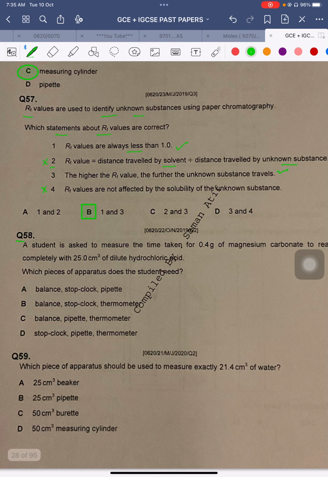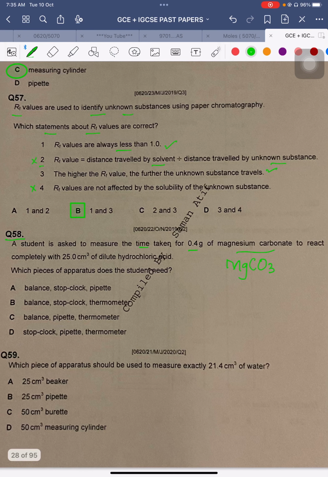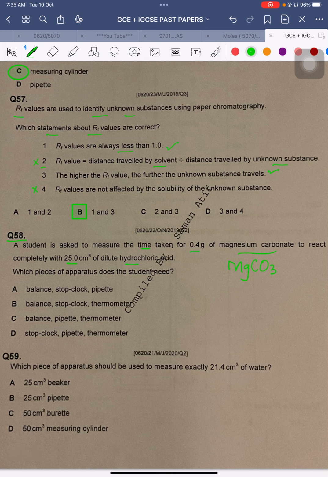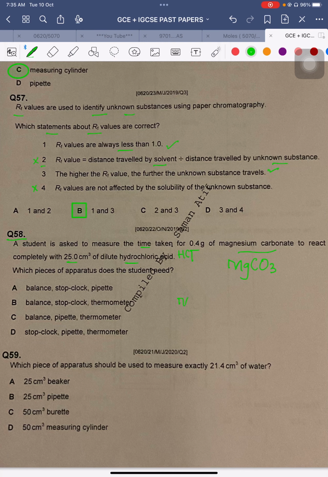Now I am on question number 58. A student is asked to measure the time taken for 0.4 grams of magnesium carbonate. What is the formula of magnesium carbonate? It will be capital M small g, MgCO3, magnesium carbonate, to react completely with 25 centimeter cube of dilute hydrochloric acid. Hydrochloric acid formula HCl. What will be the equation? First of all, it will be MgCO3 plus 2HCl, and it is going to produce what? MgCl2 plus CO2 plus H2O.